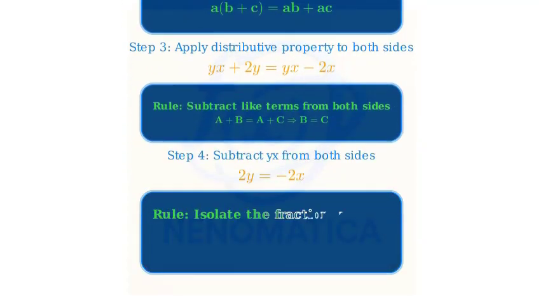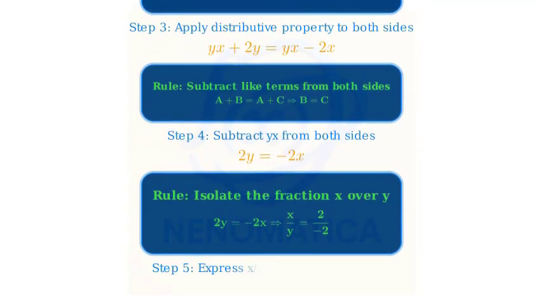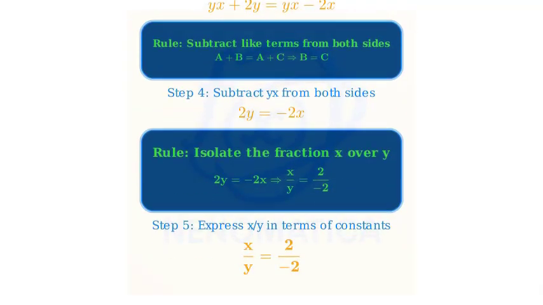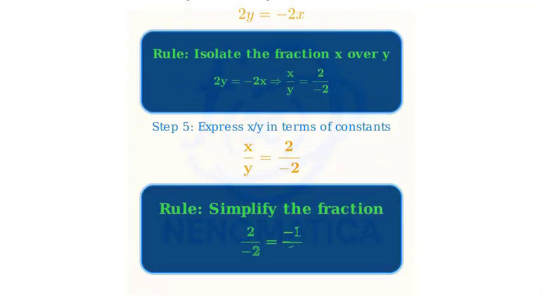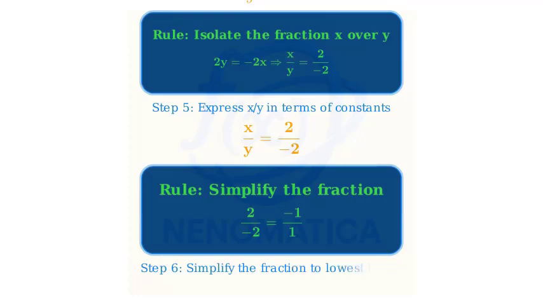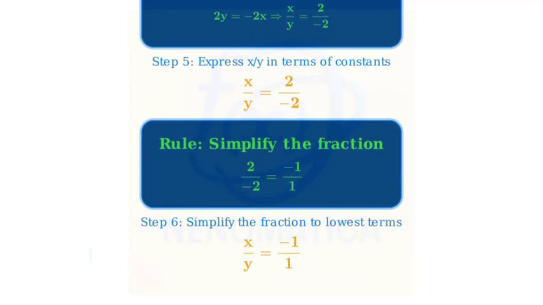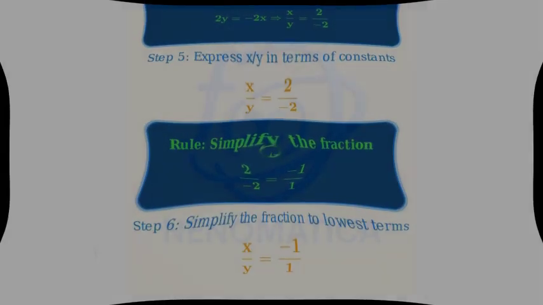Step 5. Express x over y by dividing both sides appropriately. Step 6. Simplify the right-hand fraction to lowest terms. Final answer. The original fraction equals negative 1 over 1. Quick challenge. Verify by substituting x.